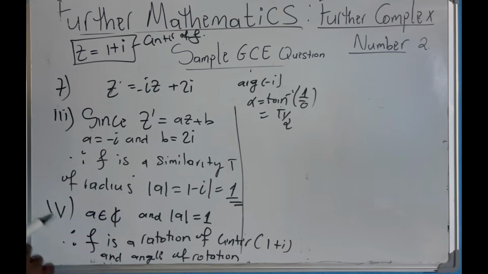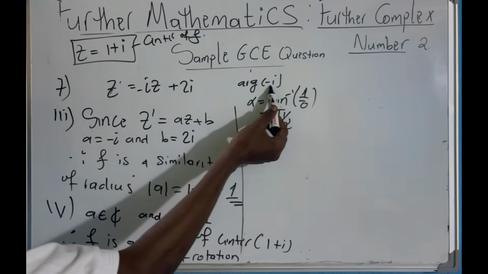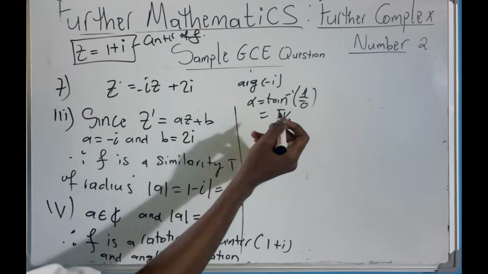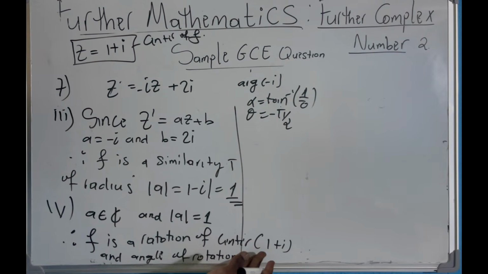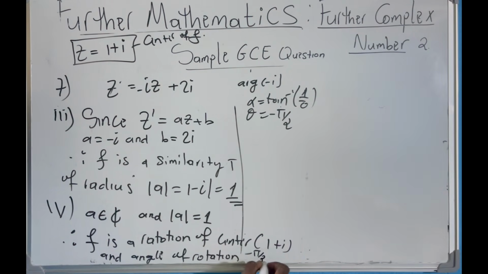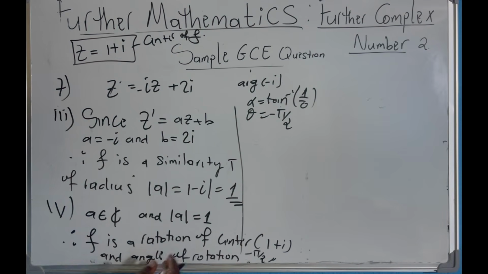Now you locate the quadrant. Look at the imaginary part: it is negative, which means you are in the 4th quadrant. Therefore, theta, the argument, is negative pi over 2. So f is a rotation of center 1 plus i and angle of rotation negative pi over 2. You have your mark. As easy as that.